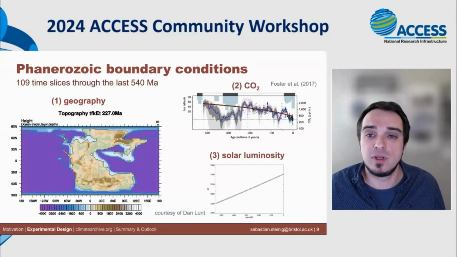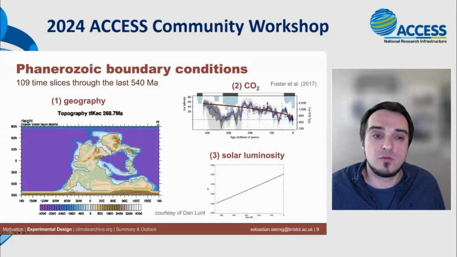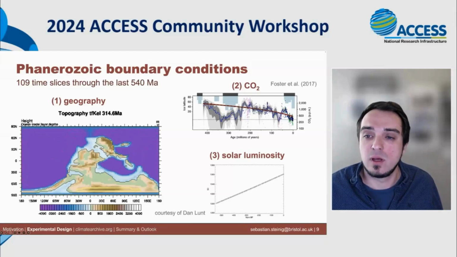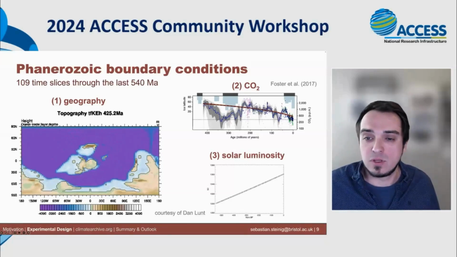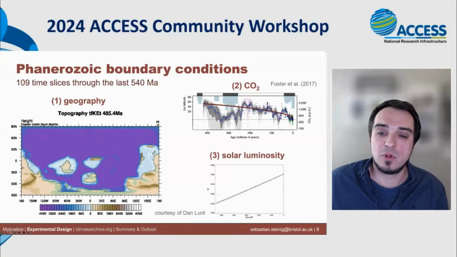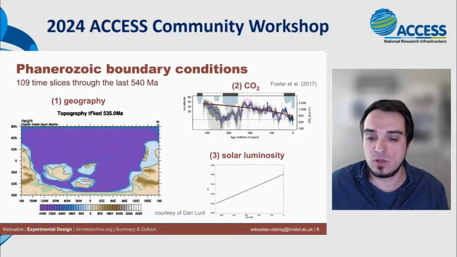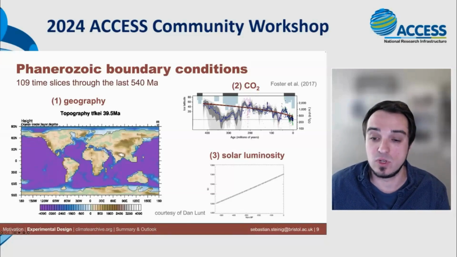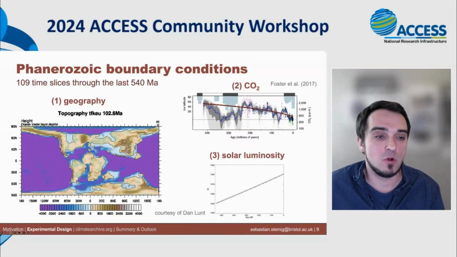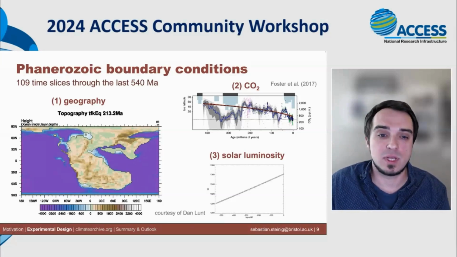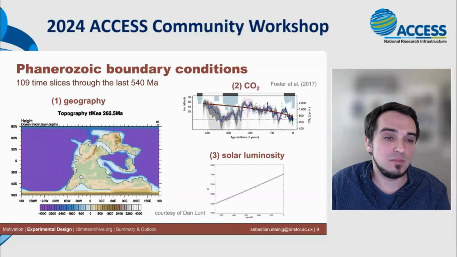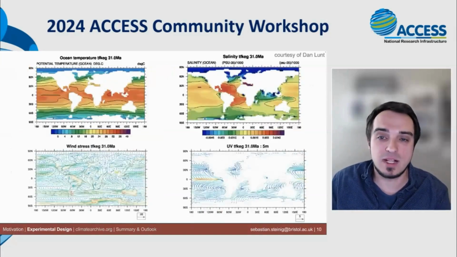So we change the geography, we change the CO2: for each of those 100 time slices, we pick the CO2 level for the associated stage and put this in the model. And we change the solar luminosity, which we assume increases linearly over these geologic time periods. That's basically all we do in setting up the models. And then we get a lot of results back.